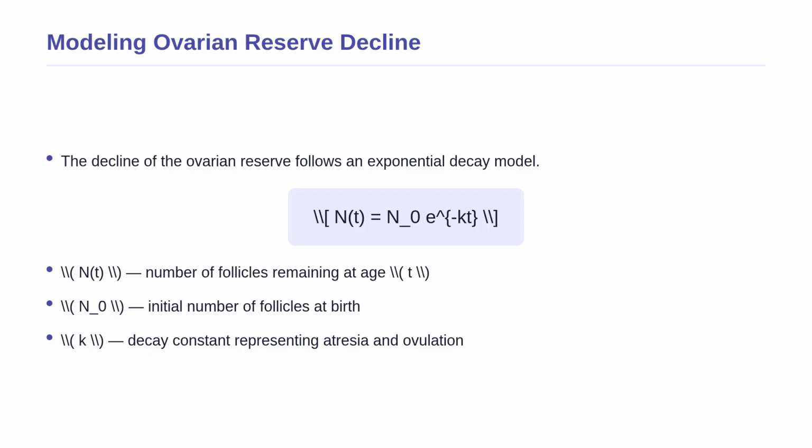N(t) represents the number of follicles remaining at a specific age, t, measured in years. N0 is the initial massive reserve of follicles, present at birth. The constant e is the base of the natural logarithm. Finally, k is the decay constant, which dictates how rapidly follicles are lost. As age increases, the negative exponent causes the remaining follicle count to drop rapidly, reflecting natural reproductive aging.